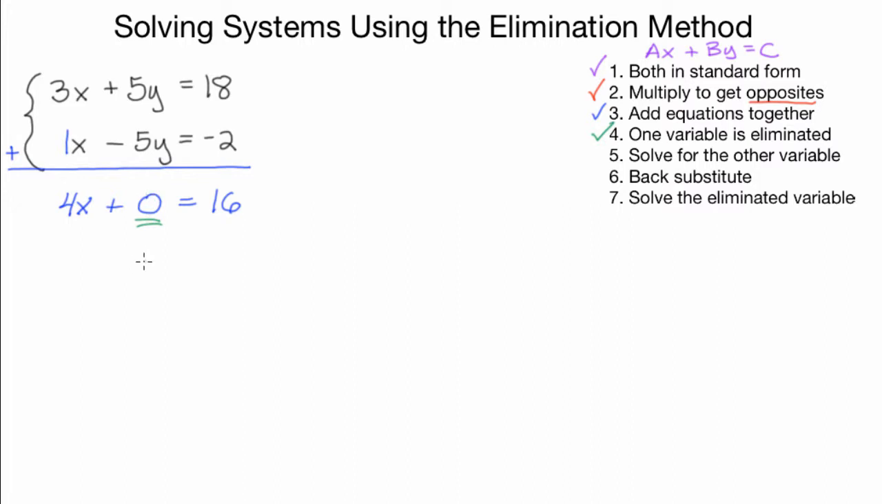So what I end up having left then is 4x equals 16. And this becomes an easy equation to solve, right? So let's solve for the other variable, the one we didn't eliminate. I'm going to divide both sides by 4. And it looks like x should equal 4.